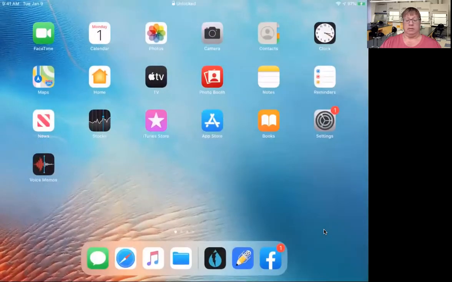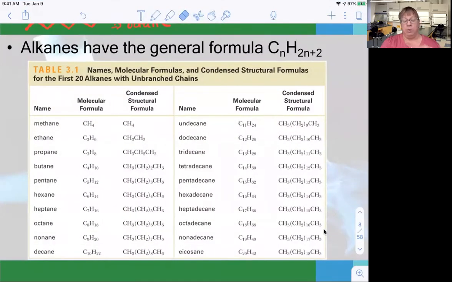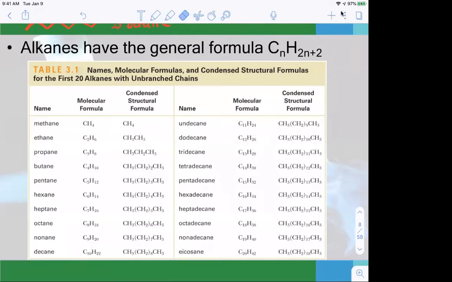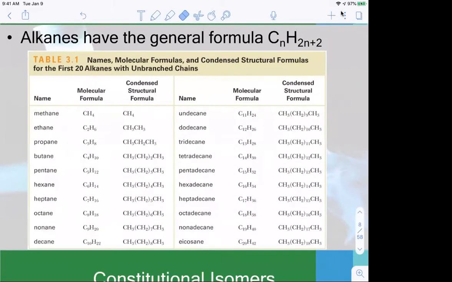So let me continue on with what we were talking about. And what I have here is going to be where we left off. Remember, these are straight chain linear compounds that are described here, which means they just go end to end to end to end.